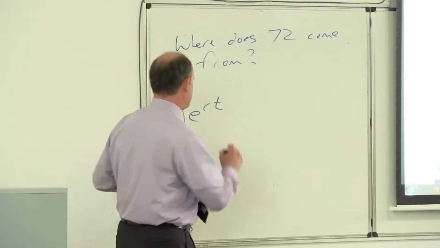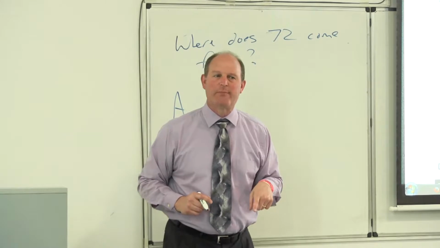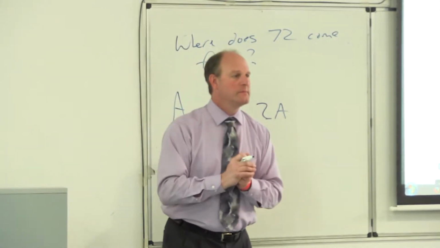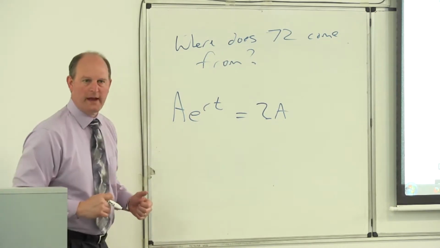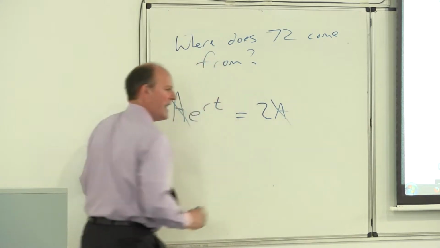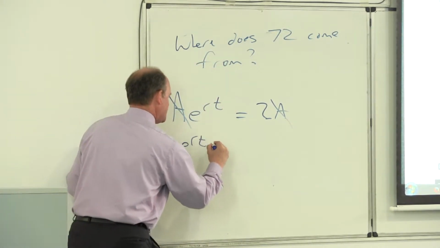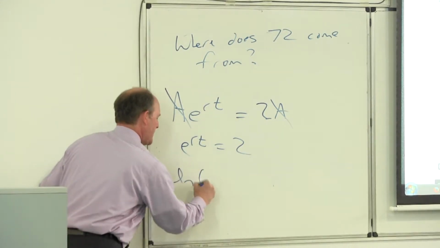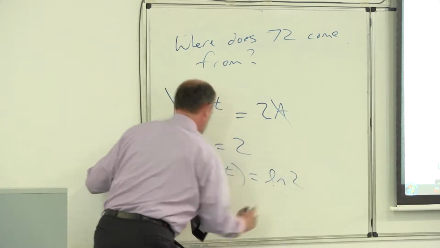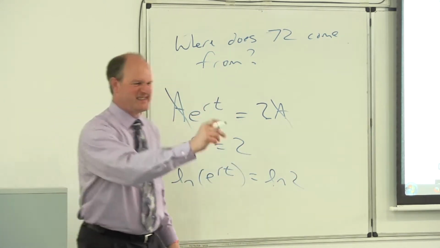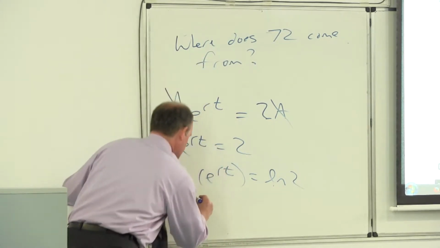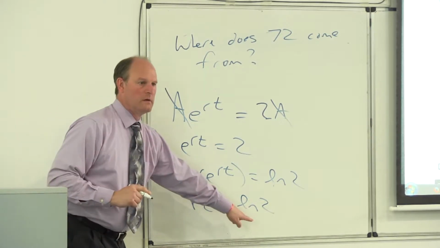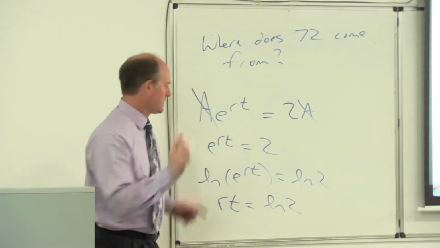If we ask ourselves how long it takes for something to double in size, we're asking how long it takes for A to become 2A. Solve this: you have e to the rT equal to 2. You'll remember from math that the way you solve this is you take the natural log of both sides. That leaves us with rT equal to the natural log of 2.